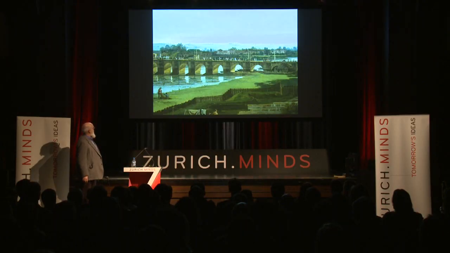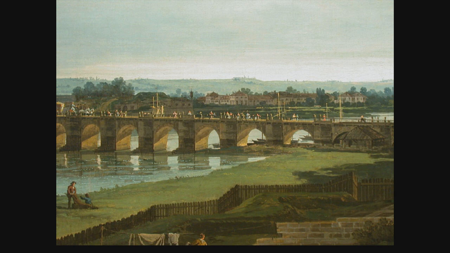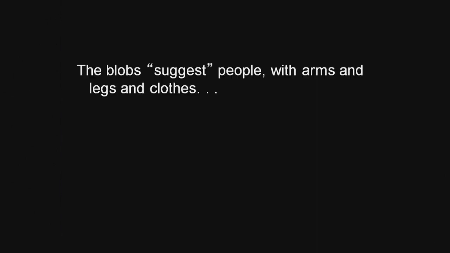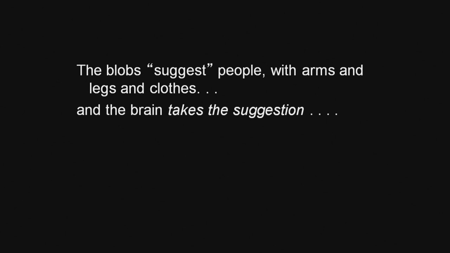And as I got closer, I thought, wait a minute, what happened to all those? And the closer I got, the less detail there was. You may have had that experience yourself. It's stunning. Bellotto, with little blobs of paint, had managed to suggest lots of details. People with arms and legs and feet and clothes and hats and shoes. And the beauty of it is, because he was a great painter, my brain had taken the suggestion. But what does that mean?